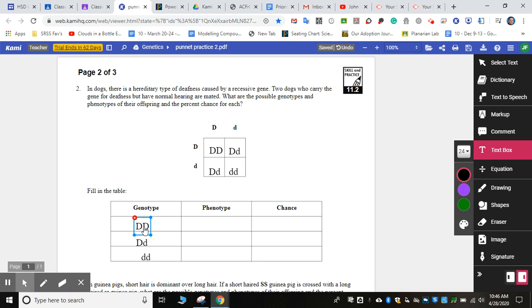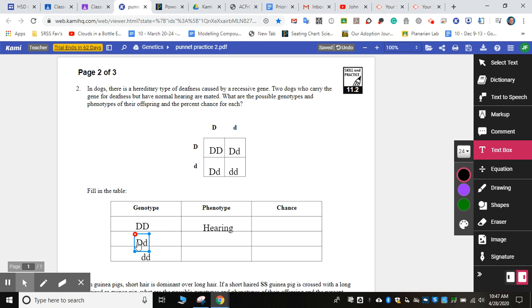Whenever we have a big D, let's go over a few terms again. Remember that two big D's is called homozygous dominant. That means if it's homozygous dominant, it will be whatever the dominant trait is, and in this case, it is hearing.